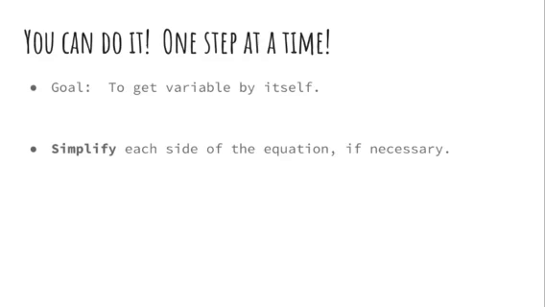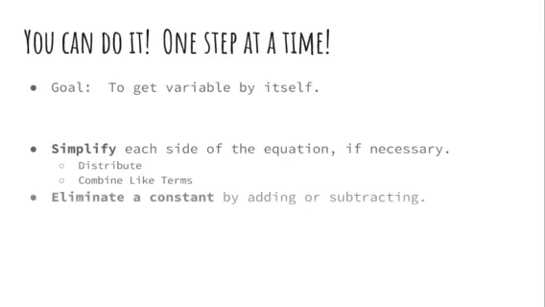First, you're going to simplify each side of the equation if necessary. This might mean distributing or combining like terms, or maybe both. After you have done that, your job is to eliminate a constant, a plain number, by adding or subtracting it. You're going to do the opposite. You're going to do that to both sides, just like when you solve simple equations.